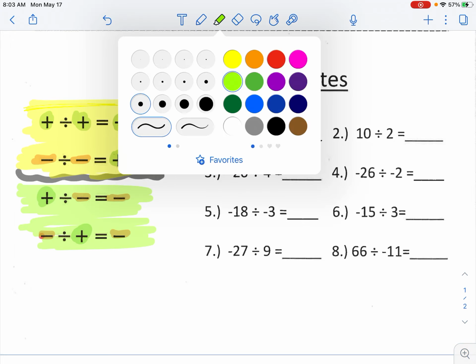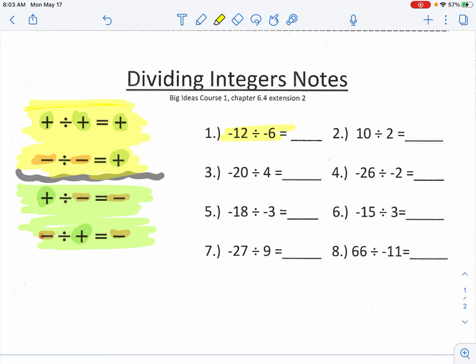Focusing on number 1. 12 divided by 6 is 2. I've got negative 12 divided by negative 6. That's rule number 2. Negative divided by negative equals a positive. So that answer is 2. Number 2, 10 divided by 2. Two positive integers divided equals a positive answer. Number 3, negative 20 divided by 4.